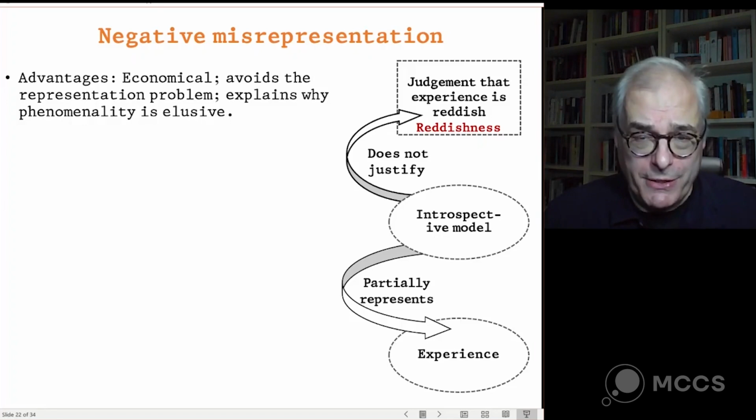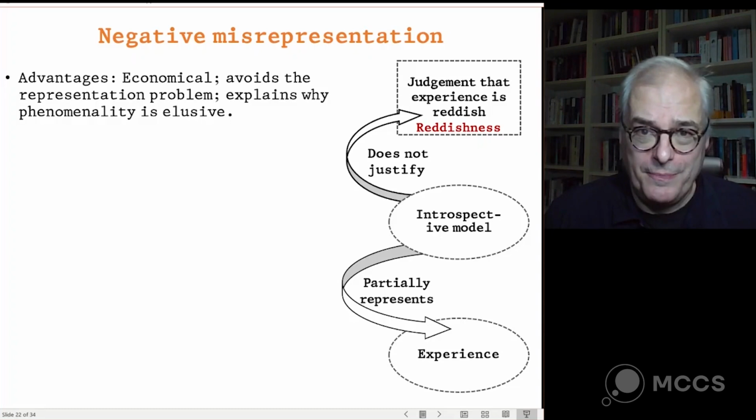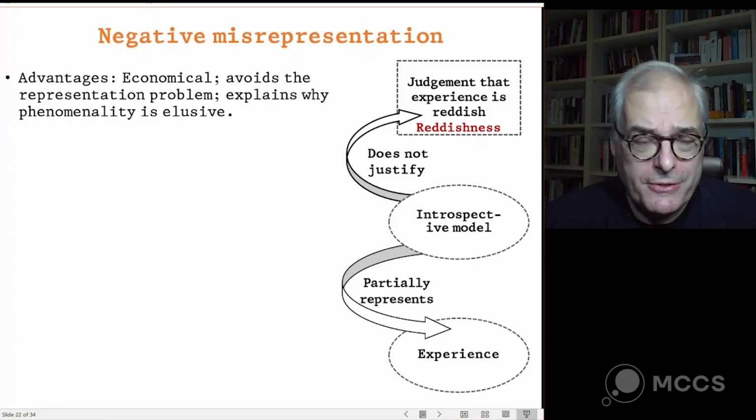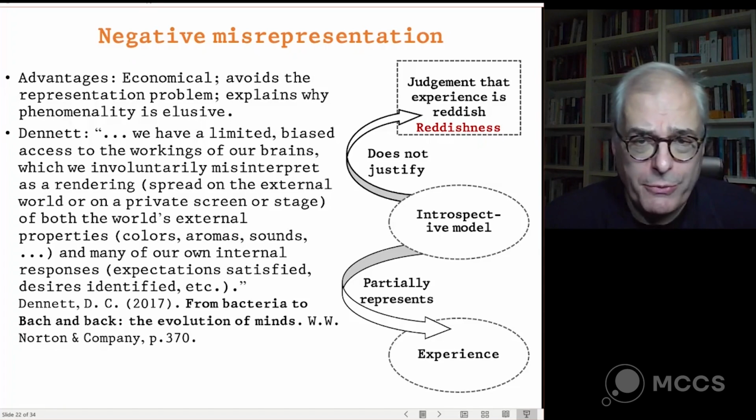No wonder we can't describe them, because there's nothing really. There's no content even to our representations of qualia. It's not just that there aren't any qualia, but we're not even representing them in a substantial, positive way. And so this is quite a tempting approach. Here's a little quotation from Daniel Dennett, which I read as endorsing a negative misrepresentation view.